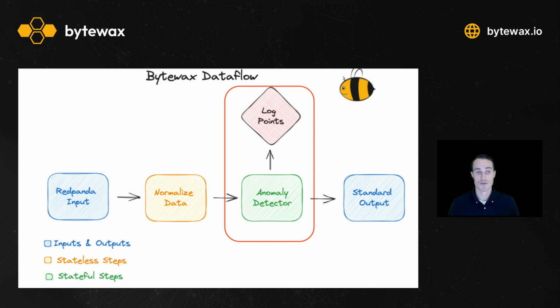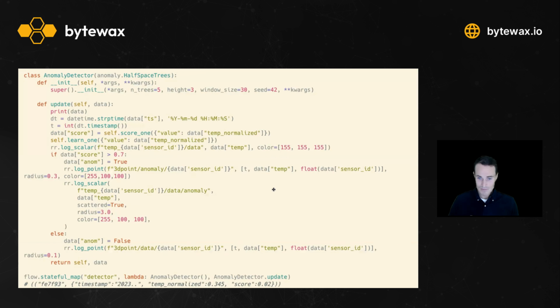So for the code for that, there's a little bit more code involved because we're creating this class and using it within the stateful map. So what we're doing here is we have our anomaly detector class, which is based off of the river half space trees class. And it receives a number of parameters when you initialize the object. And one of them that is important for us to talk about right now is the window size.